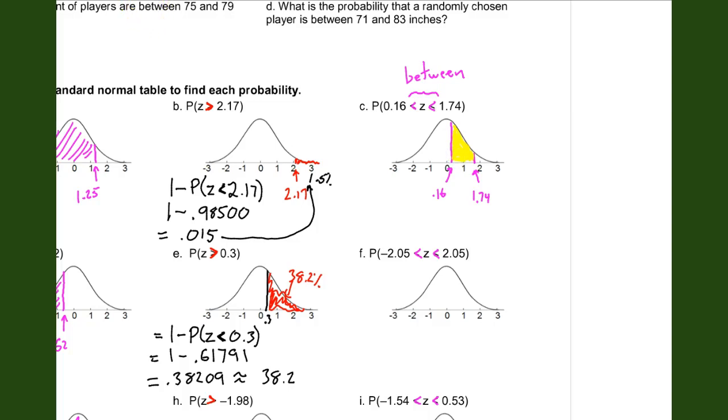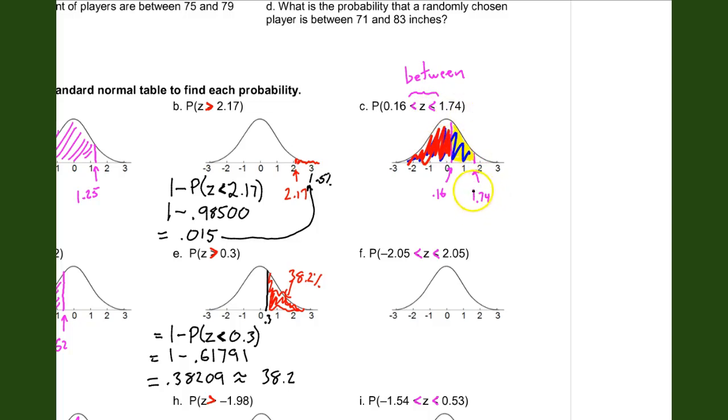Now the way we do this is, well, if we look up these numbers, remember, it'll give us everything to the left. So if I look up 1.74, it gives me all of this, right? Not just the part I want. And if I look up 0.16, it will give me all of this, right? What you see is that if I just subtract this red part from the blue part that I just went over, it will leave me with the part that I actually want. So that's what we do in order to solve these. We take the blue part and subtract the red part.